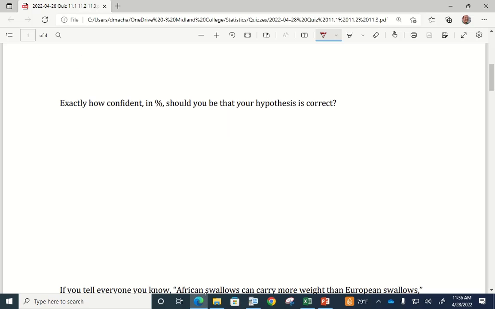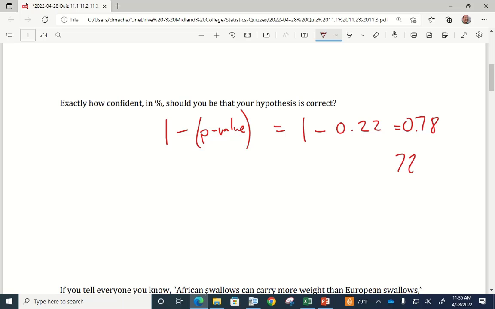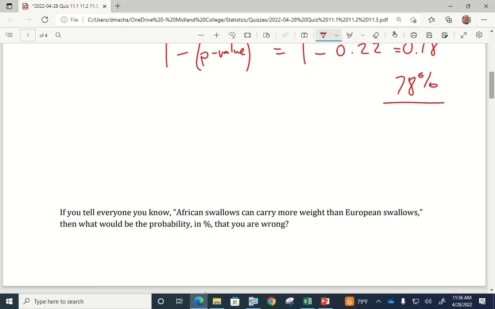So how confident should you be? That would be 1 minus your p-value. And so that's 1 minus 0.22, which is 0.78 or 78%. You should be 78% confident that African swallows can carry more weight than European swallows. What would be the probability that you're wrong? Well, there's actually a 22% probability that you're wrong. That's a pretty big probability that your hypothesis is actually not correct.